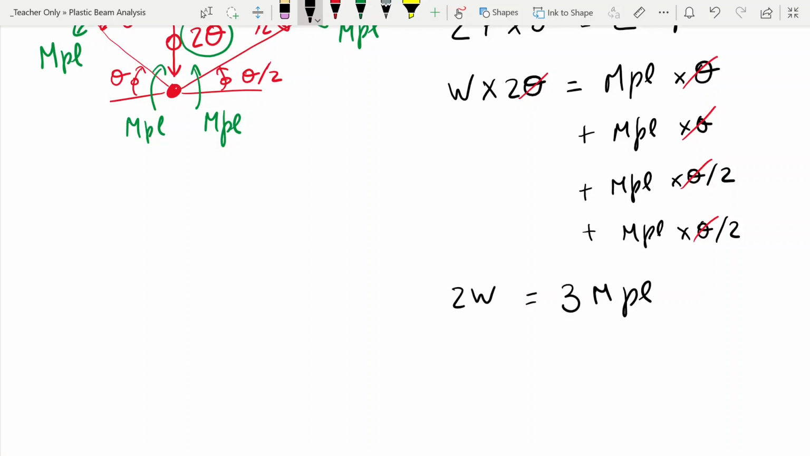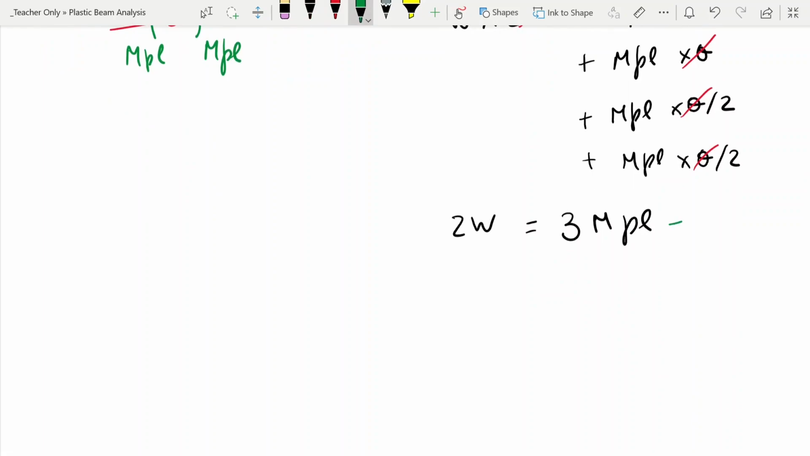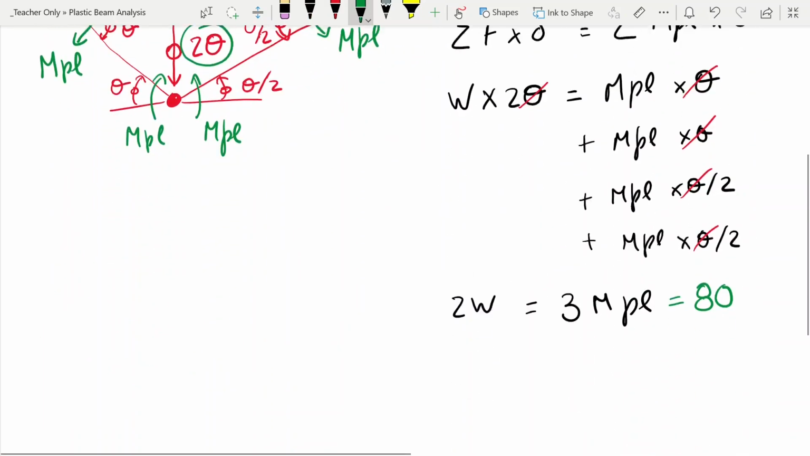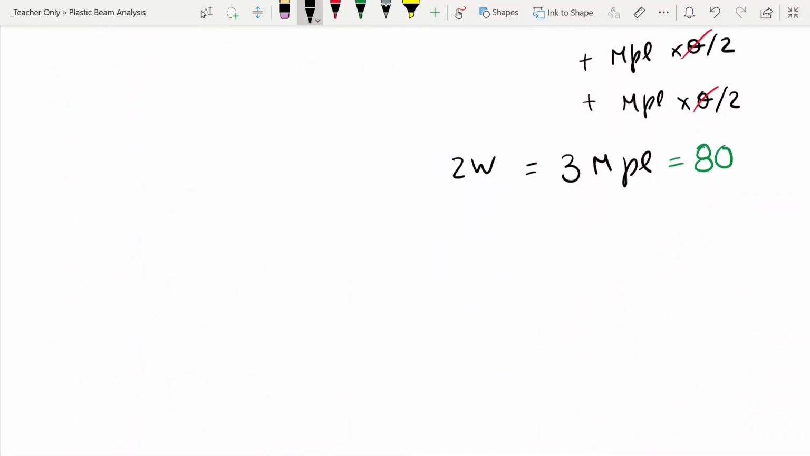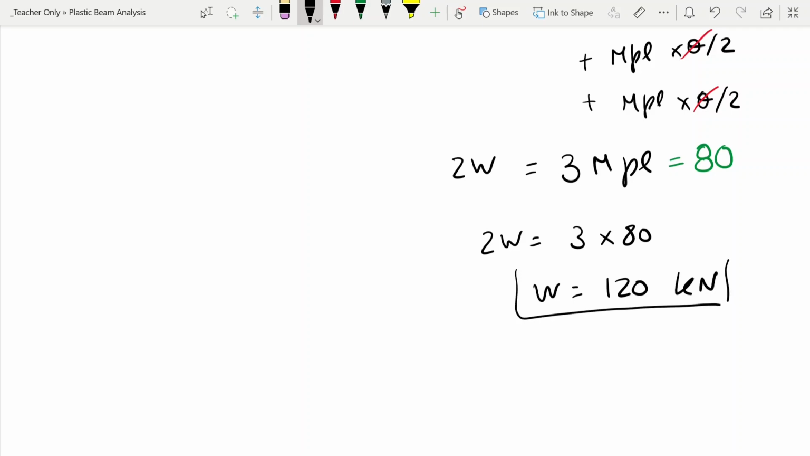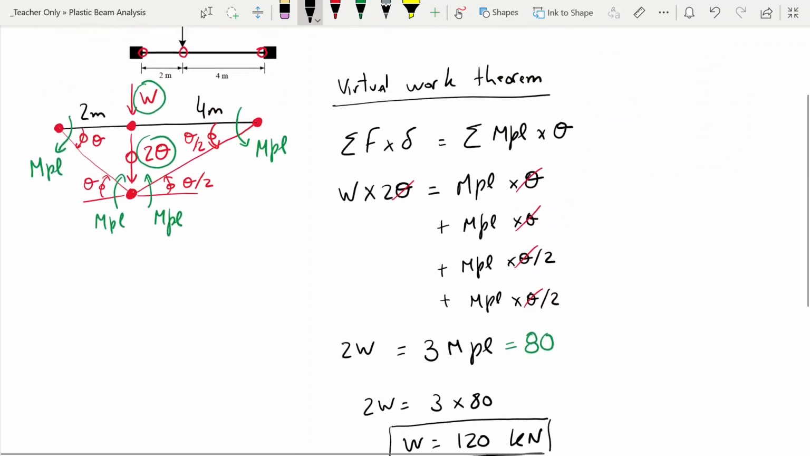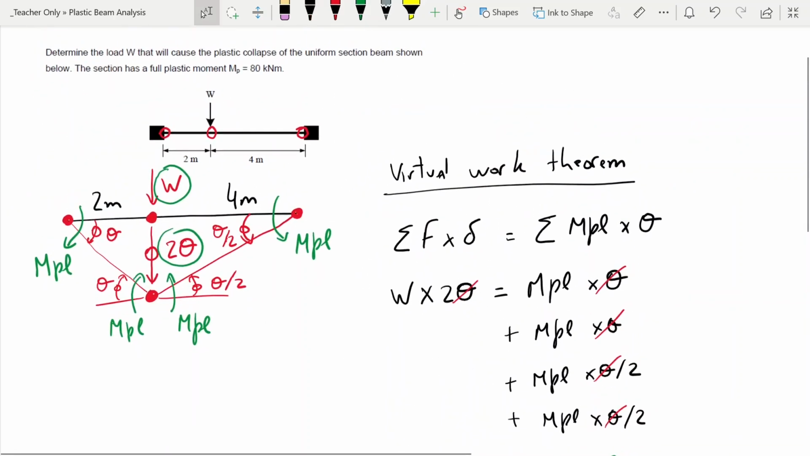So with this information, and knowing that MPL is equal to 80, that we got from the question in the beginning, that is equal to 80 kilonewton meter, we know that 2W has to be equal to 3 times 80, and therefore W is going to be equal to 120 kilonewton. Okay? And this is the collapse load of the structure based on this collapse mechanism.